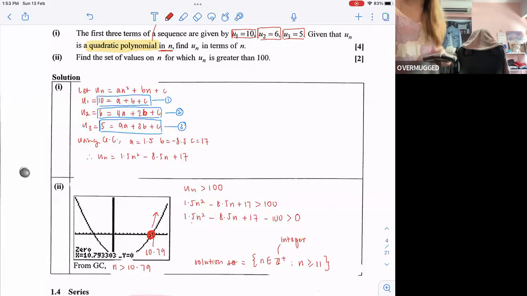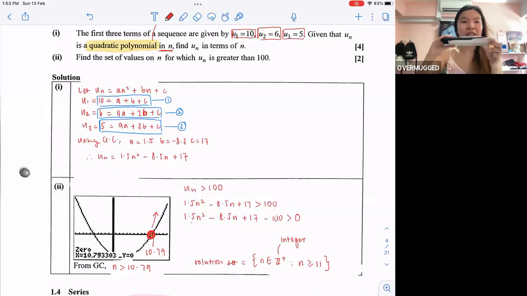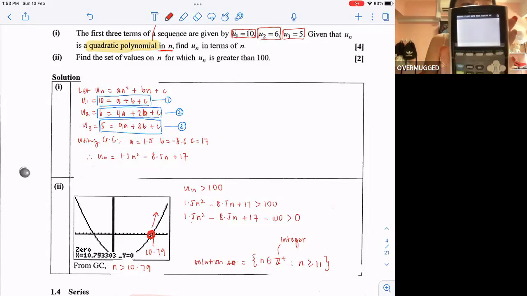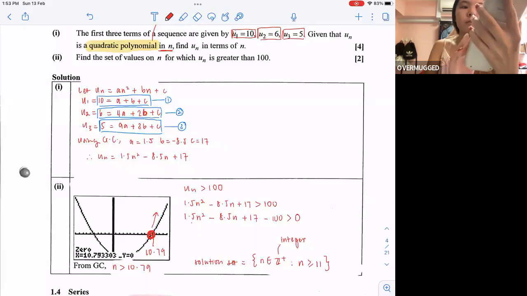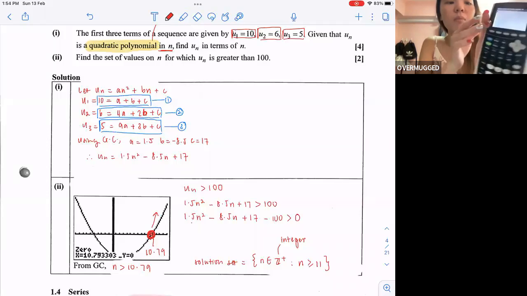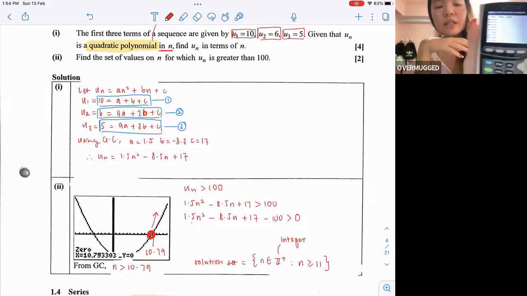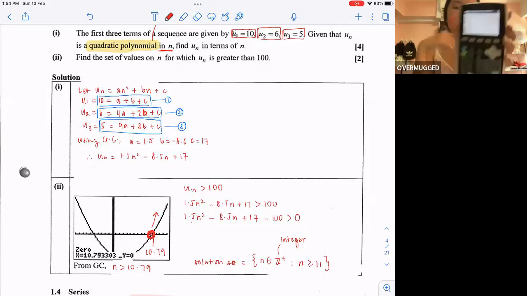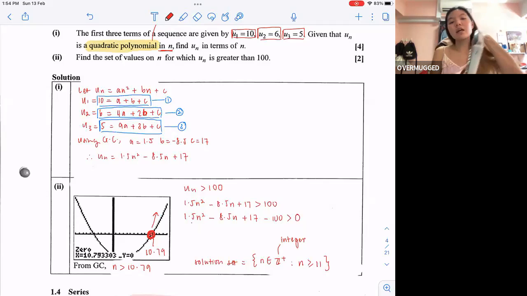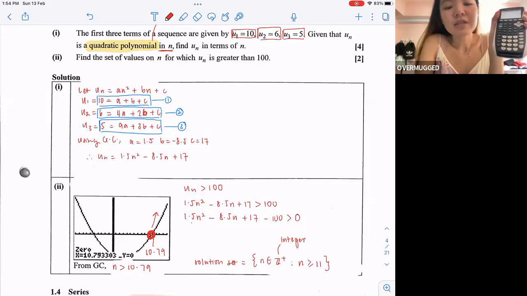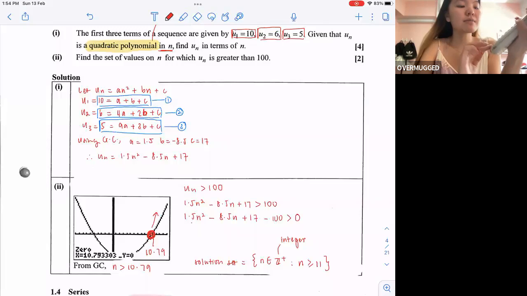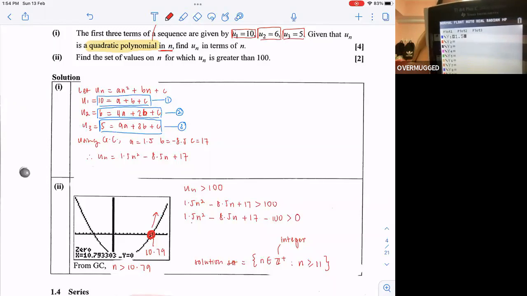Okay. So my GC is the super old one. It's super thick, as you can see. Your GCs will be much thinner than this. So on your GC, it looks something like that. Now I have a blank page. You're going to press the top left button, where it says y equals, and you should get to this page. Then you're going to key in, for this case, 1.5n squared minus 8.5n plus 17 minus 100. So I'll put 1.5 first. You can see here 1.5.